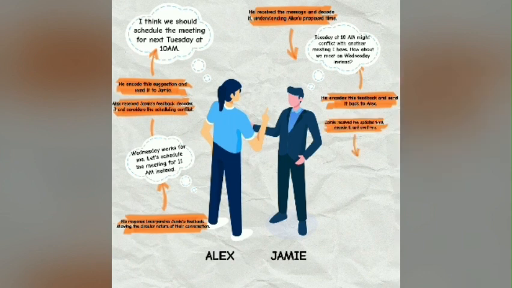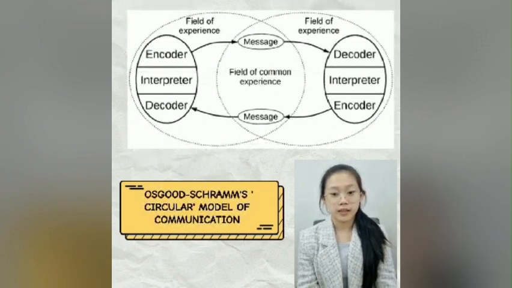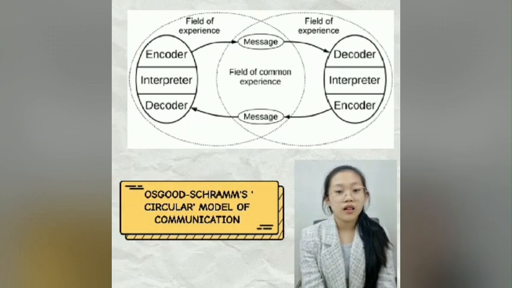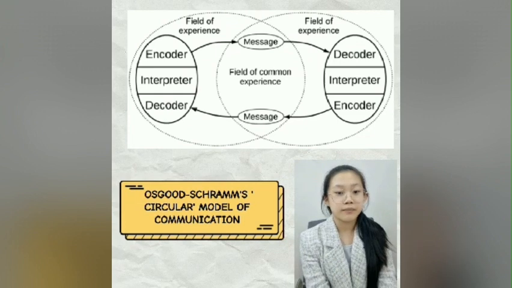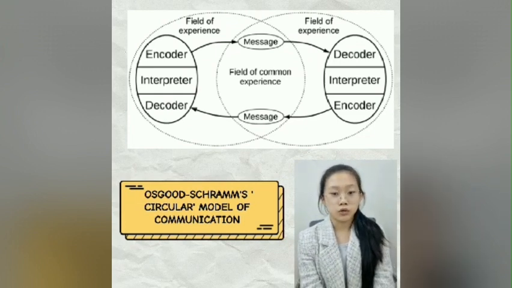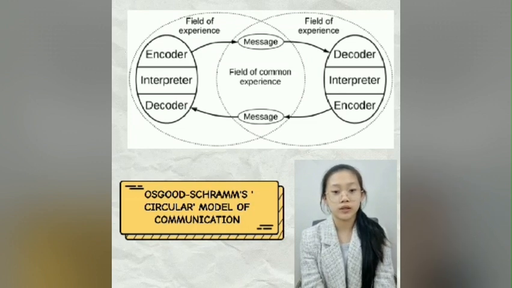Jamie receives the updated time, decodes it, and confirms, "11 a.m. on Wednesday is perfect. I'll send out the updated invite." This continues the circular exchange, which affects how they interpret and respond to messages. When we integrate these models with our example, we see Osgood-Schramm's model shows the continuous cyclical nature of communication, where Alex and Jamie keep exchanging roles and feedback. Both models highlight that Alex and Jamie switch between being senders and receivers, encoding and decoding messages. To sum up, Osgood-Schramm's circular model and the interactive model together provide a comprehensive view of communication as a dynamic process.